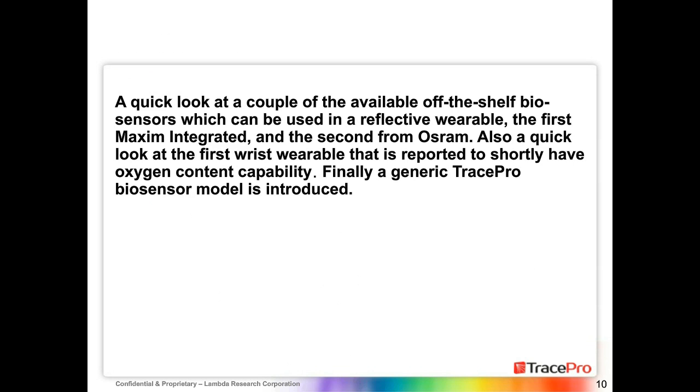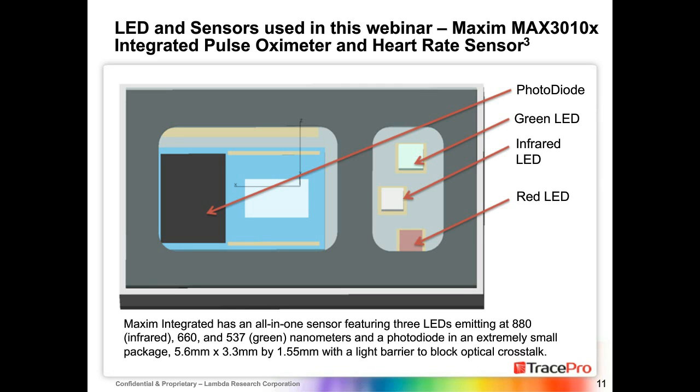So first, now that we've got an idea what the basic principles are, let's take a look at what type of biosensors are already on the market today, and take a look at possibly the first oxygen-content-capable wearable. And finally, I've created a generic TracePro biosensor that I'd like to introduce. So the first biosensor that's off the shelf is the Maxim MAX3010x integrated pulse oximeter and heart rate sensor. And this is an actual CAD model of that particular sensor.